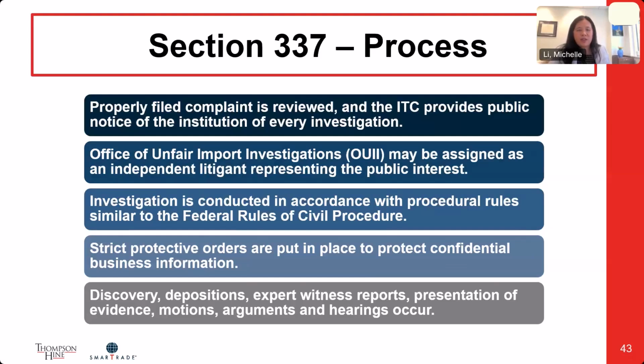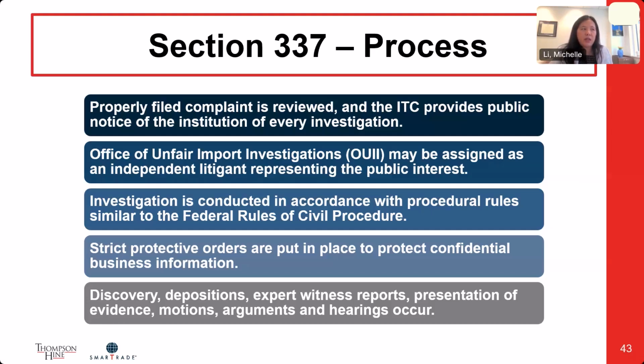Scott, before you move on, I want to quickly come in and comment on the difference between AD and CVD investigations and Section 337. Because when you are facing unfair imports, what can you do? What tools will you have? This is a question that I get asked a lot. And one of the critical differences between AD and CVD and Section 337 investigations, as Scott had mentioned, is the causes that you can allege. Putting the causes aside, the remedies are vastly different.